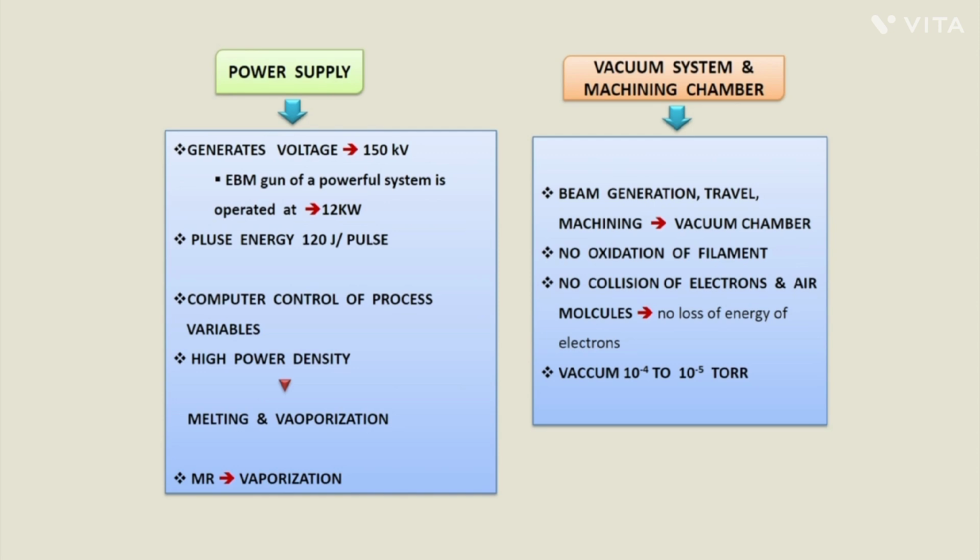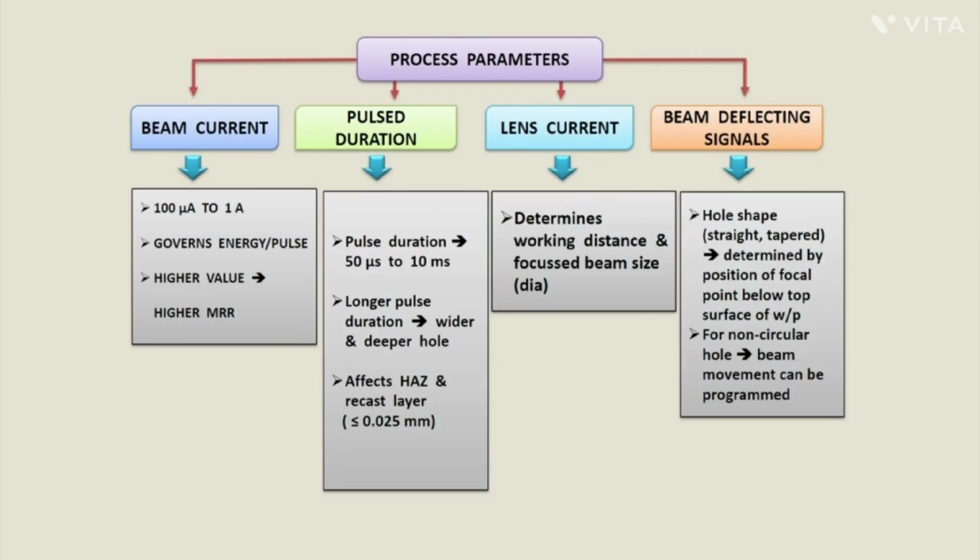Now what are the different process parameters for this electron beam machining process? These process parameters are beam current, and pulse duration. As I told you, this machining is going on in pulse mode, not in continuous mode. Then lens current to the magnetic lens, and then beam deflecting signals. So these are the four important parameters for the electron beam machining process.